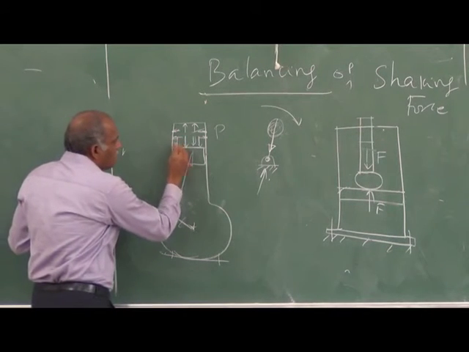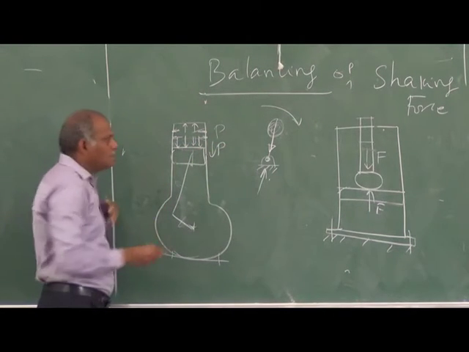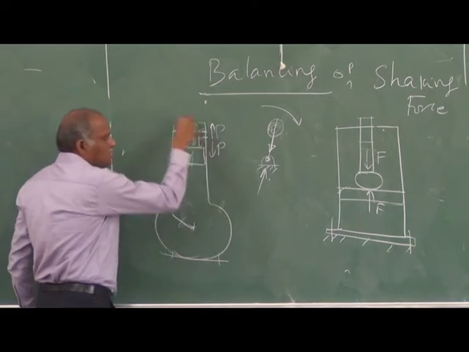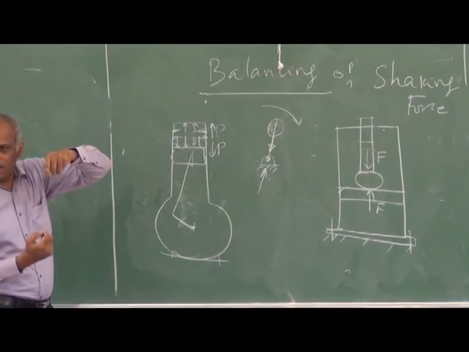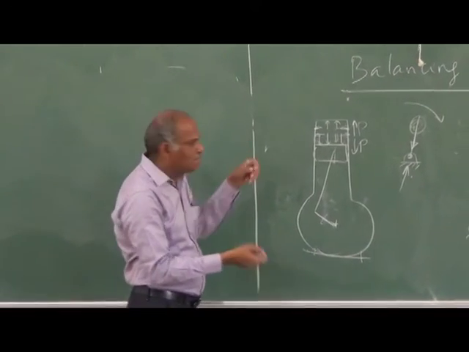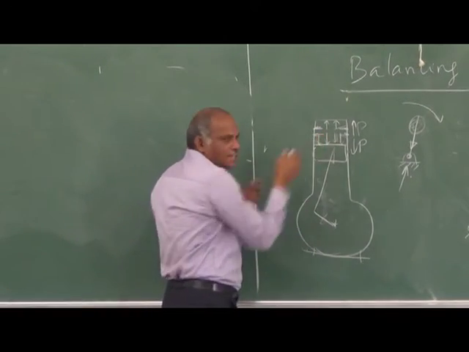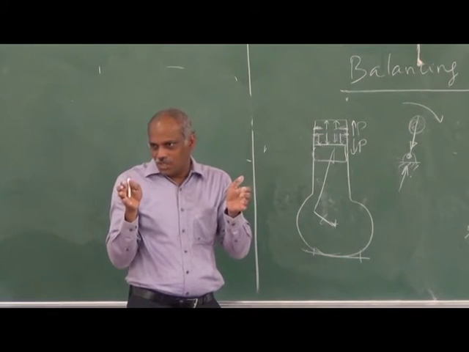So, the pressure force P acting downwards on the piston will equally act opposite on the head. So, they will be cancelling each other at any moment. Any instant they will be cancelling. Whatever the gas pressure forces acting on the side of the wall, they will all be cancelling each other.